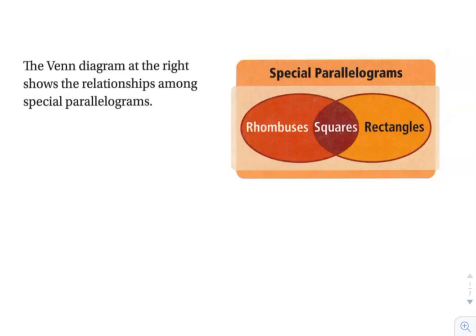So just remember, you could categorize a square as a specific type of rectangle or a specific type of rhombus. So a square just has both qualities. All 4 angles are congruent, all of them being 90, so it is a rectangle. And then it has all 4 congruent sides, so it is also a rhombus.